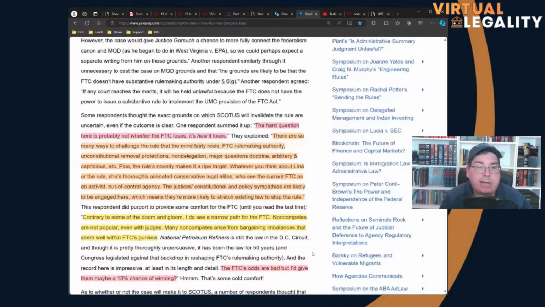Some respondents thought the exact grounds on which the Supreme Court will invalidate the rule are uncertain, even if the outcome is clear. One respondent summed it up: the hard question here is probably not whether the FTC loses, it's how it loses. They explained there are so many ways to challenge the rule that the mind fairly reels. Federal Trade Commission rulemaking authority, unconstitutional removal protections, non-delegation, major questions doctrine, arbitrary and capricious standard. That's the administrative rule that says you're not allowed to just make rules that are arbitrary and capricious in their application. Plus, the rule's novelty makes it a ripe target.